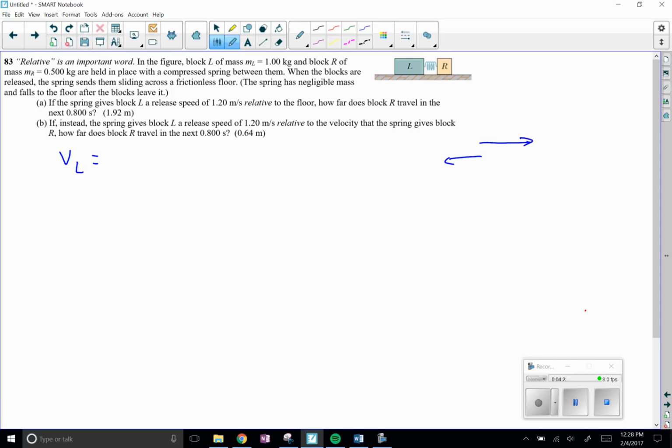So how do I want to write this? The velocity of block L relative to R would have to be negative 1.2 meters a second. And that is the same as the velocity of block L relative to the ground plus the velocity of the ground relative to block R, which is the same as the velocity of block L relative to the ground minus the velocity of block R relative to the ground. We know that the velocity of our center of mass relative to the ground is 0, so we want to measure all of our velocities relative to the ground.